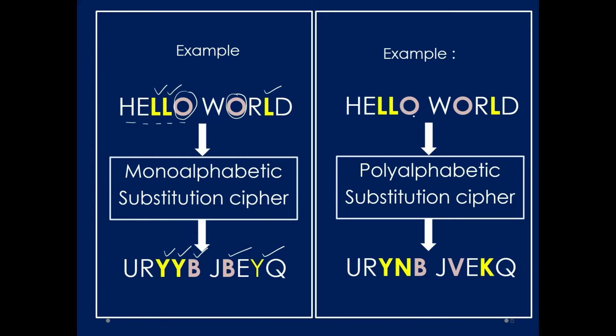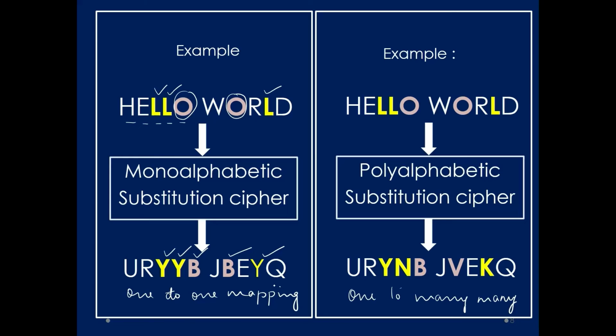It has occurred twice. So first time when it occurs, it is replaced with B. But second time when O occurs, we do not use the same mapping. We use a different letter. So we have replaced O with V. So we use a one to many mapping in case of polyalphabetic cipher, whereas when we do monoalphabetic cipher, we use a one to one mapping.